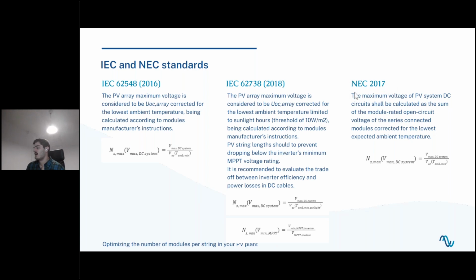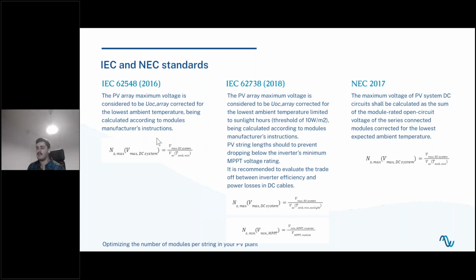Then last, we have the NEC 2017, where they explain that the maximum number of modules that we can connect to build one string must consider also the modules working at open circuit voltage and being corrected for the lowest expected ambient temperature. So it's the same that we were finding in the first IEC standard.